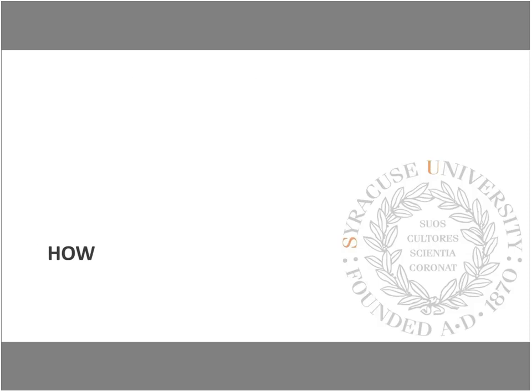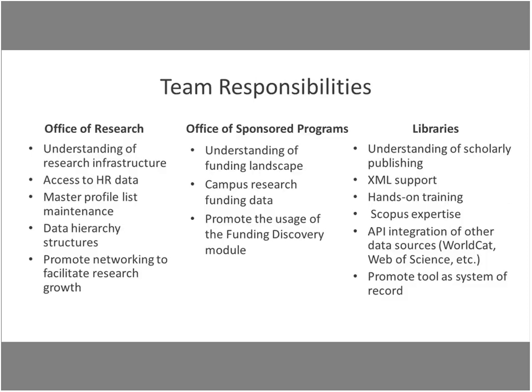So how did we do it? At Syracuse University, we took the team approach to implementing the system. It would not have been possible for us to do it without this team made up of the Office of Research, the Office of Sponsored Programs, and the libraries. The three parts were involved from the very beginning, and we're still involved today in the administration of the system.